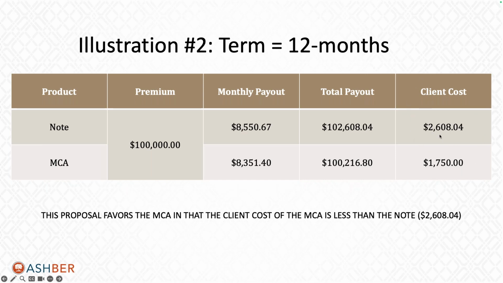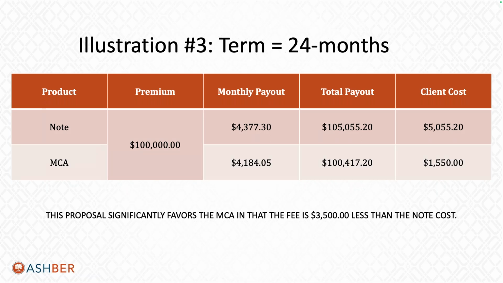For a 12-month $100,000 promissory note, the total interest earned, aka the client cost, is just over $2,600, whereas the cost of the Medicaid compliant annuity has stayed the same at $1,750. So you can see 6 months and 12 months, the client cost of the annuity has stayed the same. So in this situation, at a 12-month term, $100,000 investment, we're looking at the annuity as being the more appropriate vehicle, and it's not even really that close. It's an $850 difference.